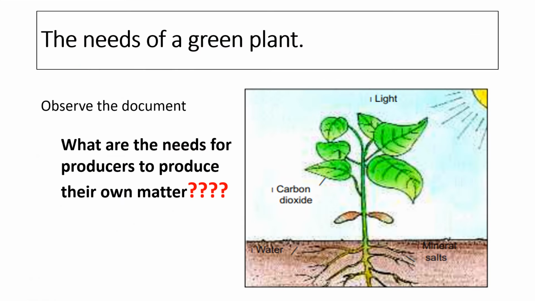We are going to talk about the needs of a green plant. Observe here the document. What are the needs for producers to produce their own matter? This plant is called a green plant and it's called a producer. Why is it called a producer? This green plant is called a producer because it produces its own matter. The needs of a green plant are light, carbon dioxide, water, and mineral salts.